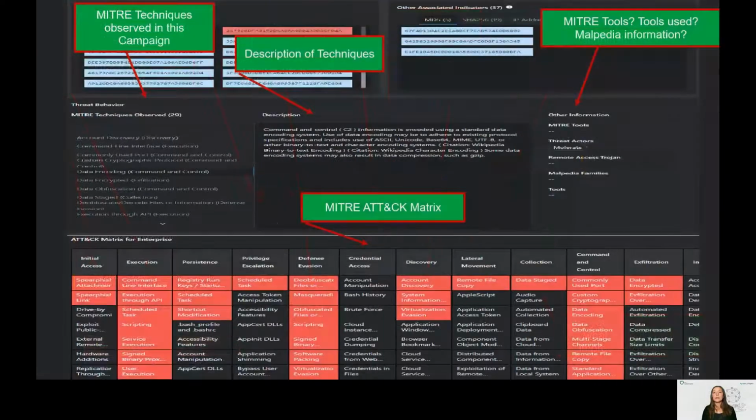Digging in a little bit deeper to Operation Iron Ore, I can see that I have the associated MITRE techniques observed for this campaign flagged for me by McAfee. I can see things like command line interface execution, and also that there is data encoding and data encryption, both common tactics and techniques used when trying to exfiltrate data and bypass other security controls. I receive a mapping to the ATT&CK enterprise matrix, and I can also understand what else is available to me to try to investigate this campaign. Are there any MITRE tools or any information on Malpedia that can help me understand this further as I look to investigate?